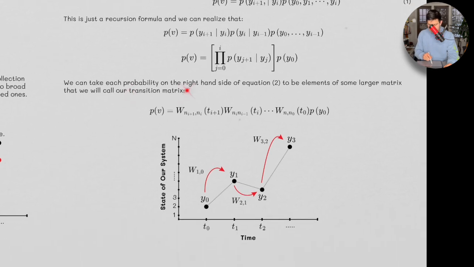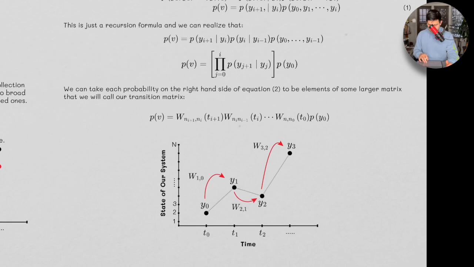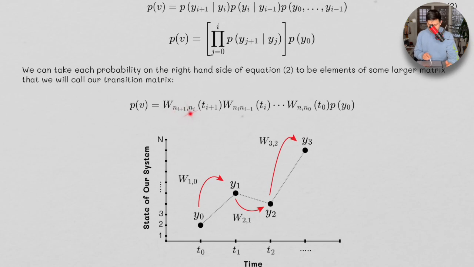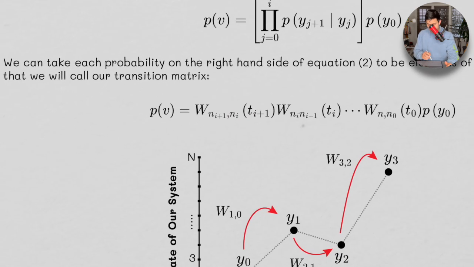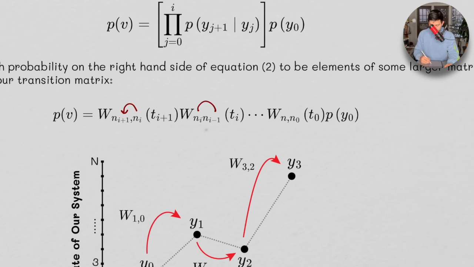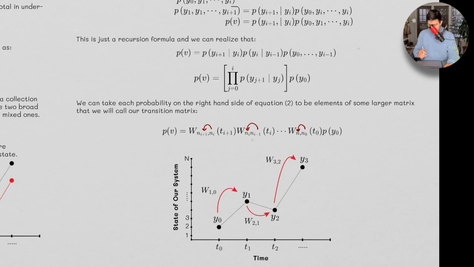So we could take each probability on the right-hand side of this equation, equation 2 here, to be elements of some larger matrix that we will call our transition matrix. So our transition matrix is W n I plus 1 n I. This is how usually when you read physics or math stuff, you're reading in this direction, which is weird, but that's how it works. We're going from I to I plus 1. Here we're going from I minus 1 to I, and we're going from n naught to n.